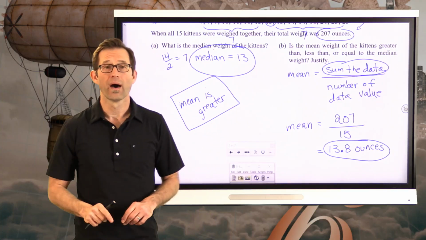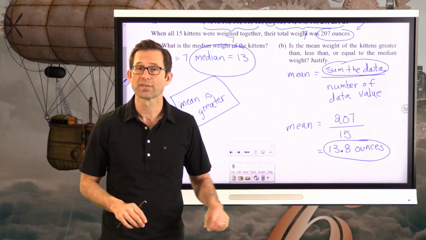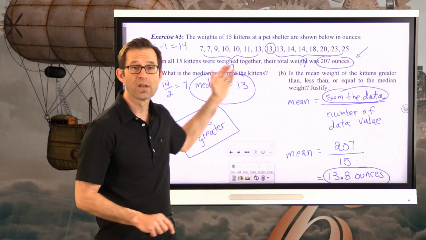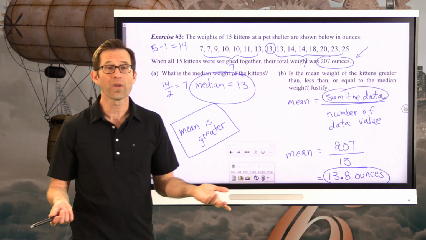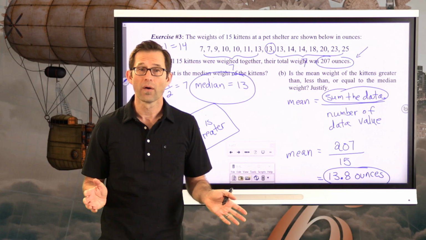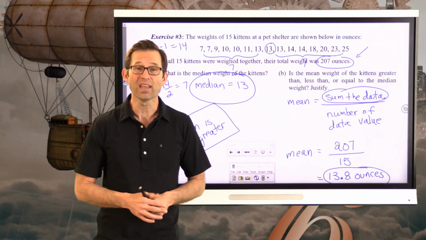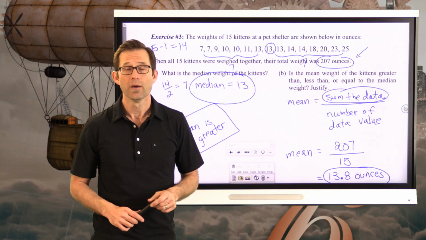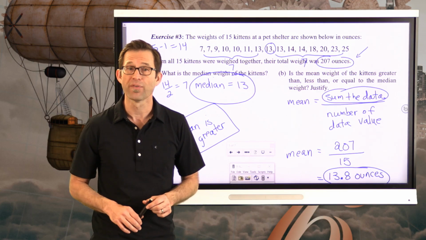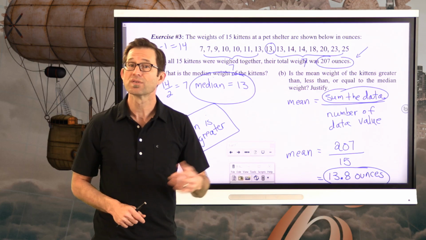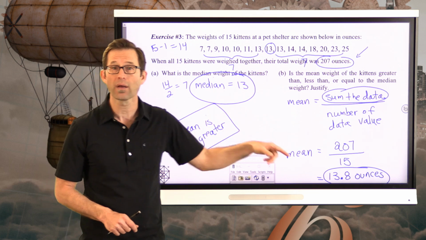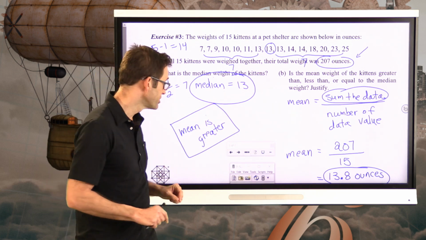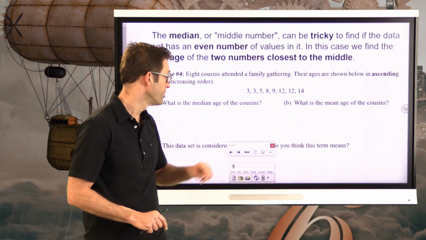One thing I'd like to point out, and this is constant confusion for a lot of students: notice that the mean is 13.8 ounces. That's not one of the data points, and that's okay. Very often, the mean, the average, isn't one of the data values. Could it be? Sure, absolutely. But it doesn't have to be, and it often isn't. So the mean and the median are often quite close to each other, but don't have to be the same number. And most of the time, quite frankly, they're not.